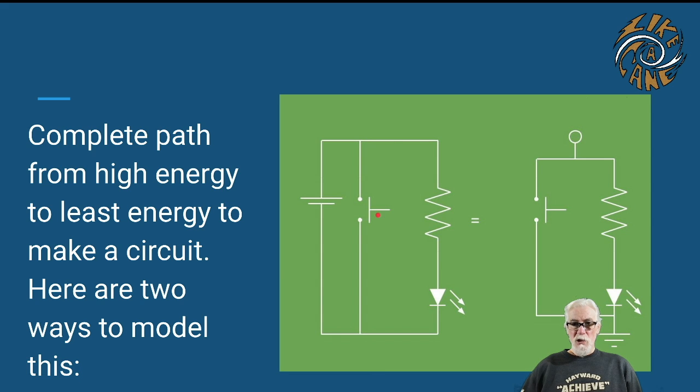If the switch is closed, then there's an easier pathway for the current. Instead of going through the resistor and the LED, it can just go straight through the now closed circuit and go from positive to negative. And so that is what will happen.